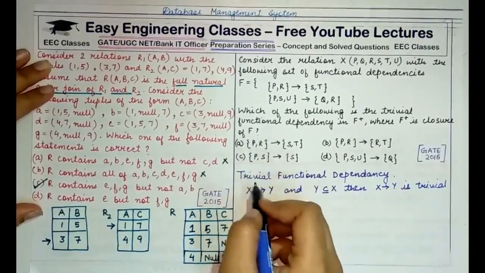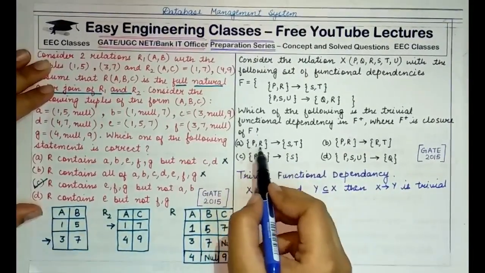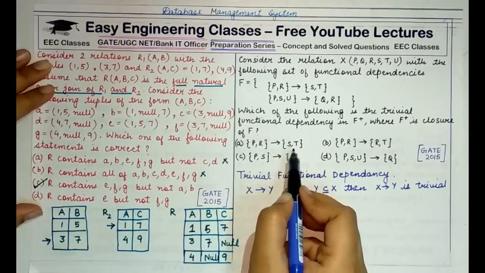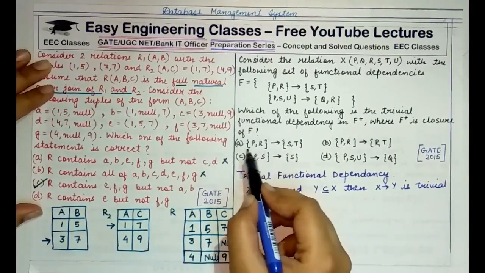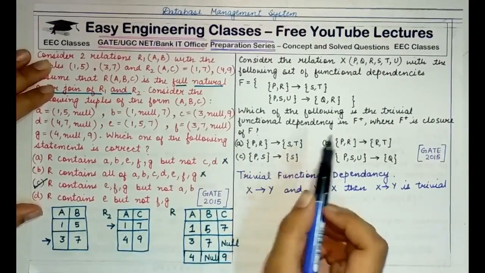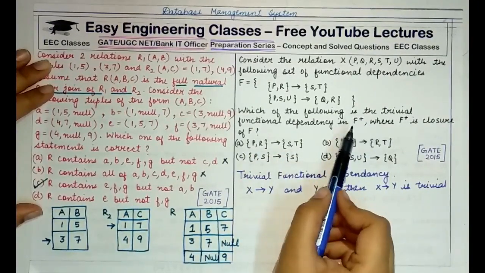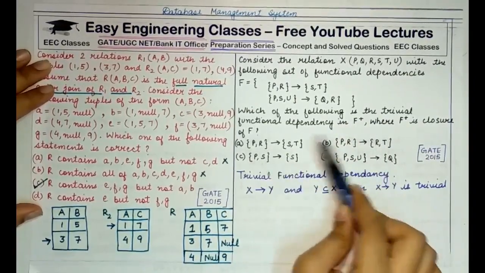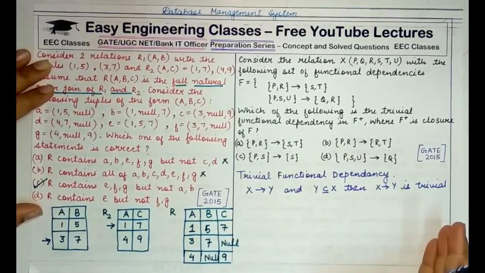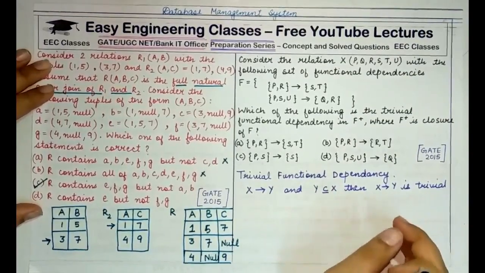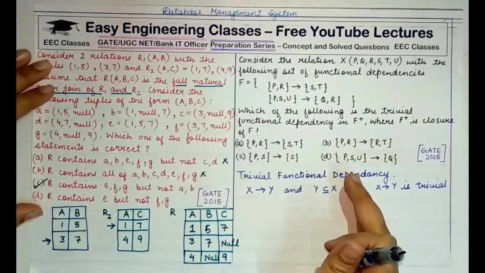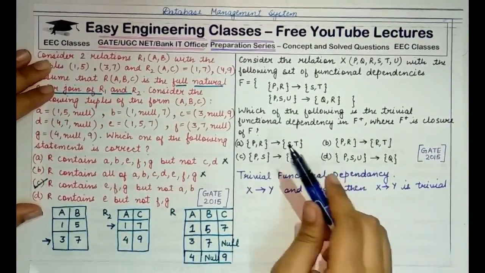So let's see the options. In the first option, P, R determines S, T. Here S, T is not a subset of P comma R, so this is not a trivial dependency. You don't even need to check for F plus. If you come across an option in which the right hand side is a subset of the left hand side, then you can clearly say that yes, this is the correct answer.